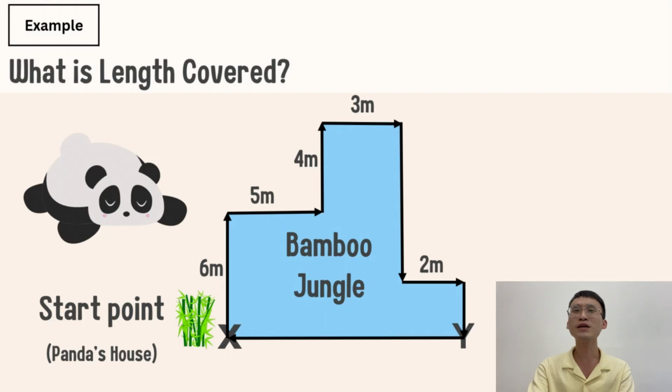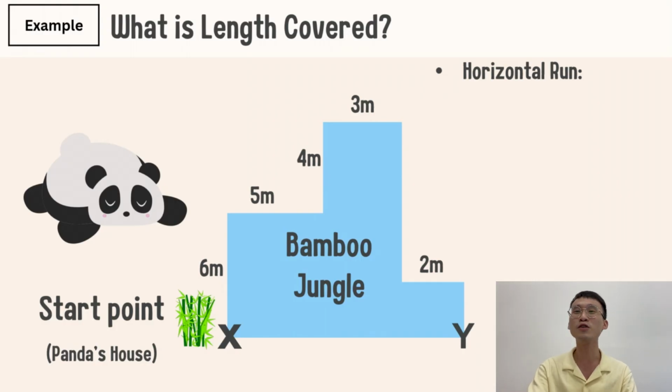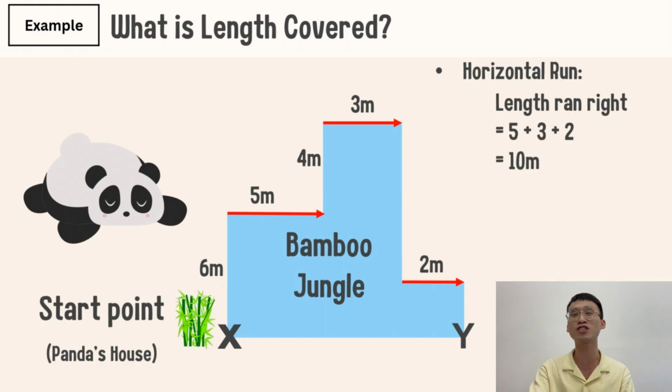Now, how can we then calculate the total length the fat panda has run? Let us observe in two portions, horizontally and vertically. Let us observe the horizontal run together. What is the length that the fat panda has covered from running rightwards? Exactly, from looking at the rightward arrows in the figure, we can just simply take 5 plus 3 plus 2 to get a total of 10 meters.